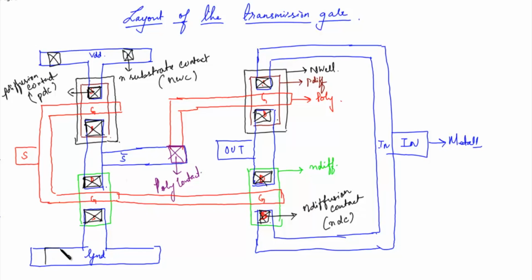Similarly, we have to place substrate contacts in the ground layer. This is the P substrate contact, or the P well contact. So this is the layout of a transmission gate that is drawn by keeping both the inverter and the transmission gate part in untwisted form.